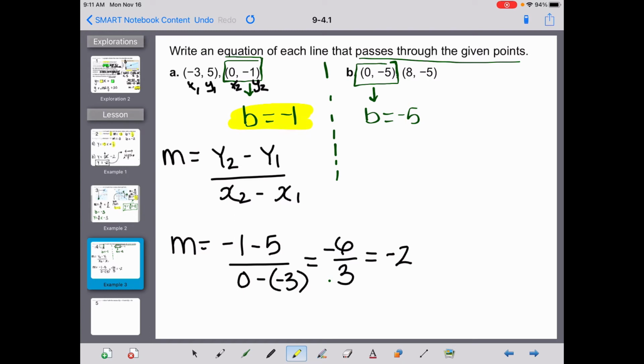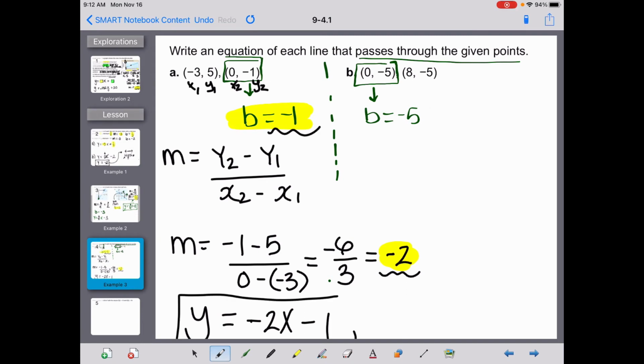Now I know my y-intercept, I know my slope, and I can write out my equation y equals mx plus b, so negative 2x plus b, which is negative 1. Try the next one on your own. We have the y-intercept. You have to find the slope. Then put your equation together.